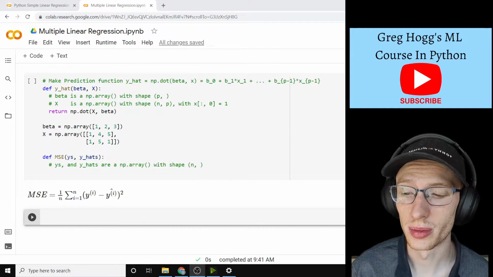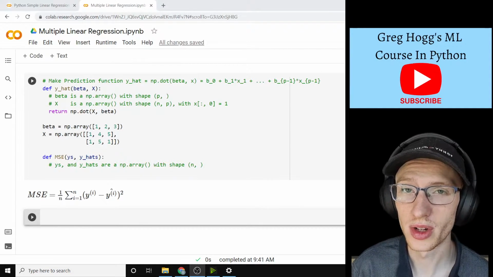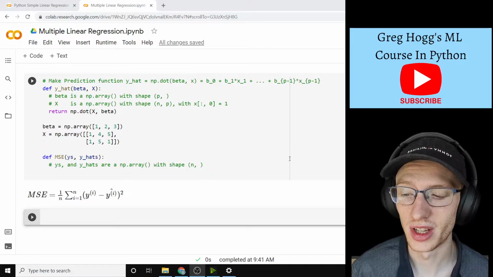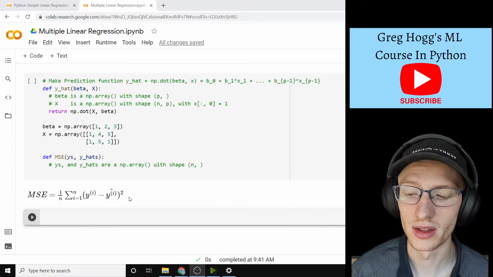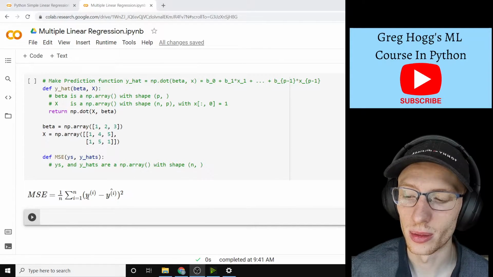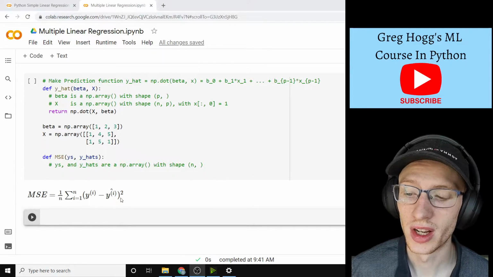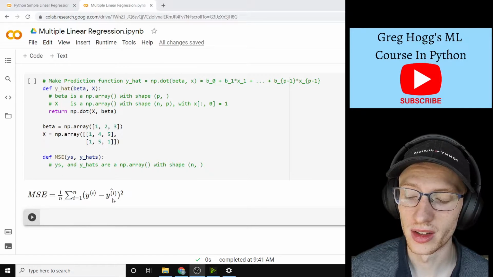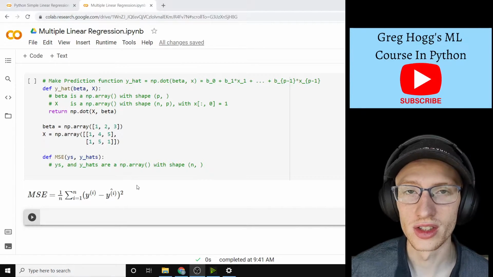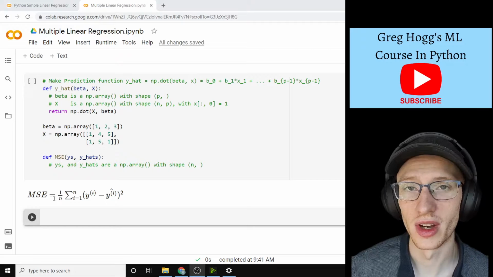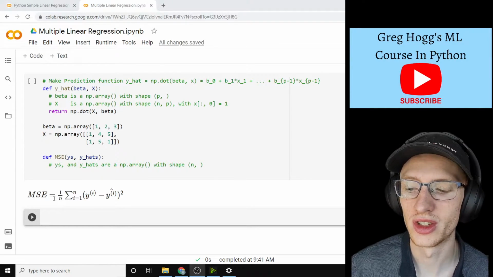Off screen, I just wrote the pretty formula for the MSE, which is 1 over n times the sum, as i goes from 1 to n, of (yi minus y hat i) squared. All that's saying is that we get the difference between each actual y value observed and the predicted value for that, then we square that and sum it with all of the other ones, and then divide by the number of things that we saw, which is n.